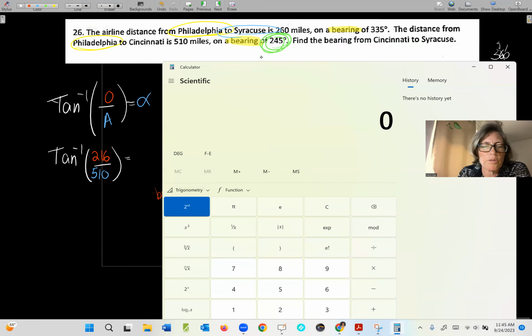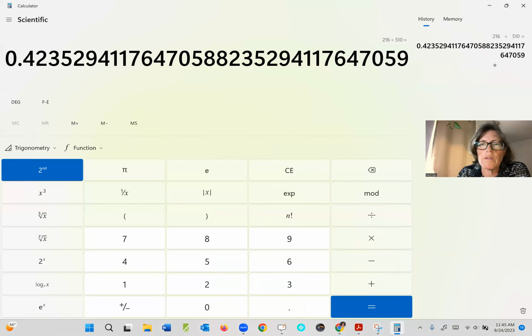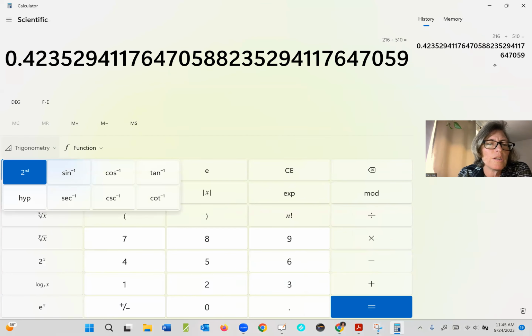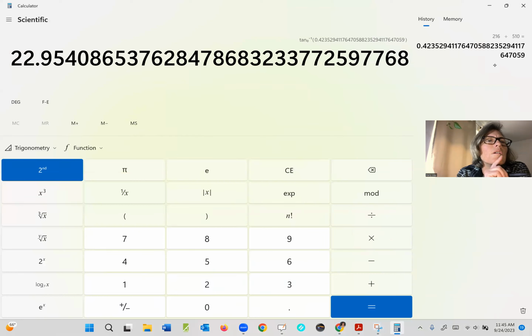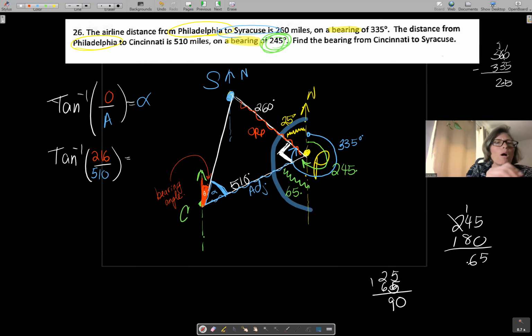Okay, my calculator just goes the other way. So 216 divided by 510, and then second function tangent, I get 22.95. I'll take it to the second decimal. I'm not sure which decimal your teacher requires.